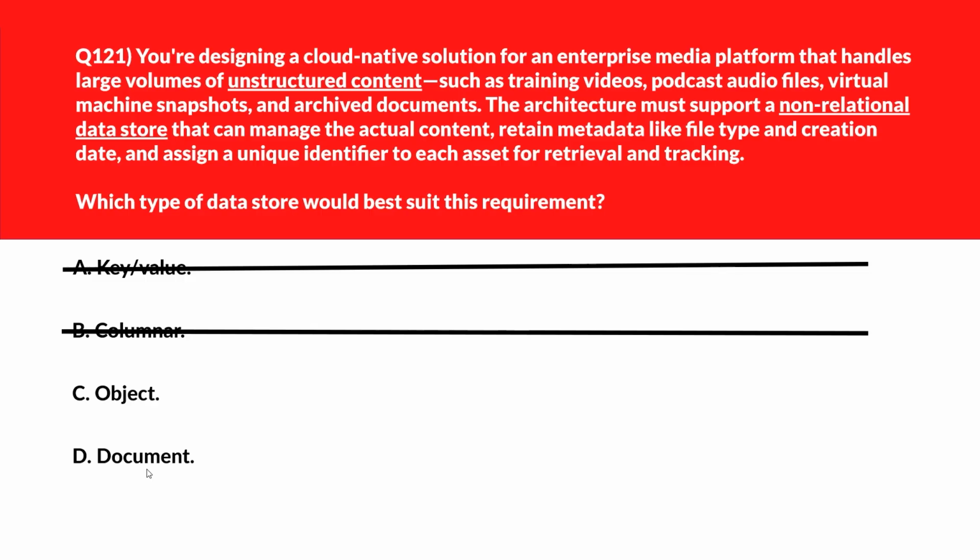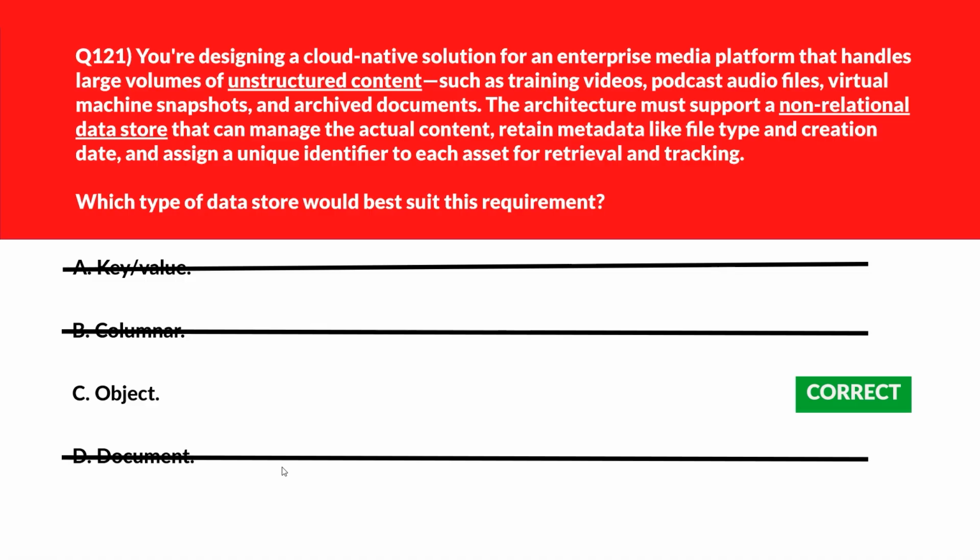Option D says document. Document store handles semi-structured data, that is text data, and is not suitable for storing large binary media files like videos and audios, right? D is wrong. We'll lock option C, object, as the right answer.